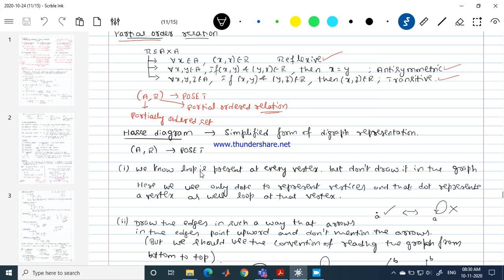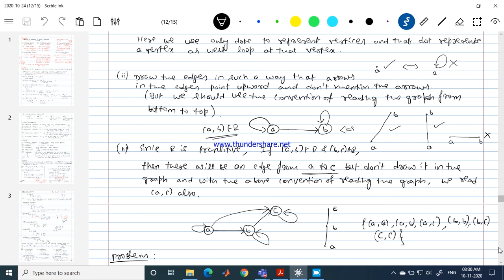With this convention, when we are drawing unidirectional edges, we draw those edges in the upward direction without mentioning the arrow. Since we are reading the graph from bottom to top, we are going to get an edge A to B, and we won't get an edge from B to A, because we are not reading in the opposite direction. And since R is transitive, we expect an edge between A and C. When we have an edge from A to B and B to C, we are not mentioning this again; the convention will take care of that.